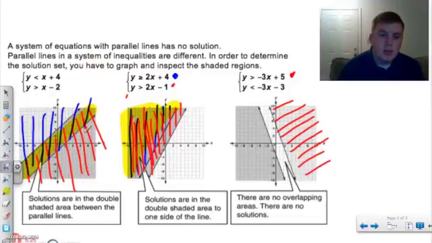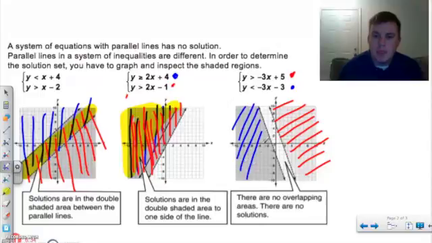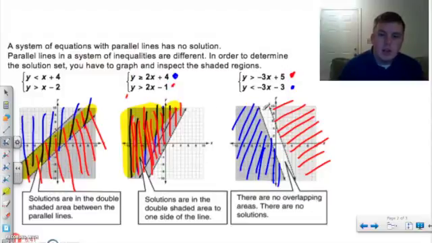And then we also have y is less than -3x minus 3. So that's this line here. It's less than, so we want to shade below. Now notice in this situation, we actually don't have anywhere where the red and the blue overlap. We have no area where the shaded region overlaps. So this is going to be a case where we are going to have no solutions.